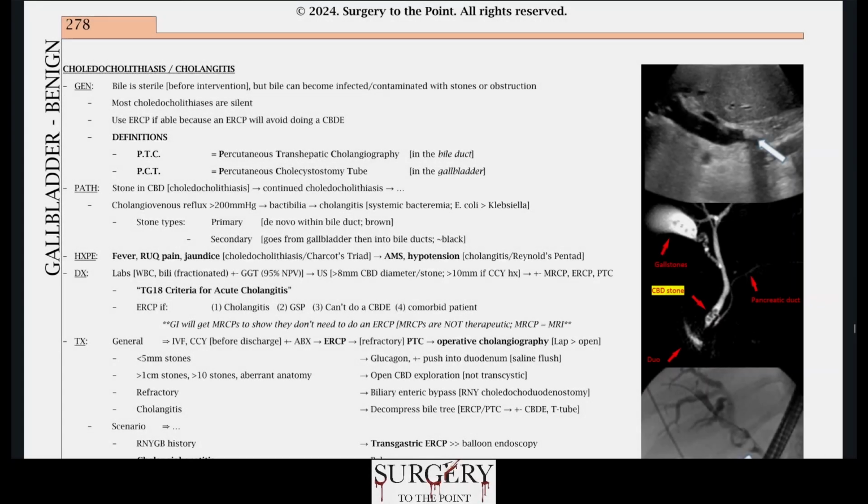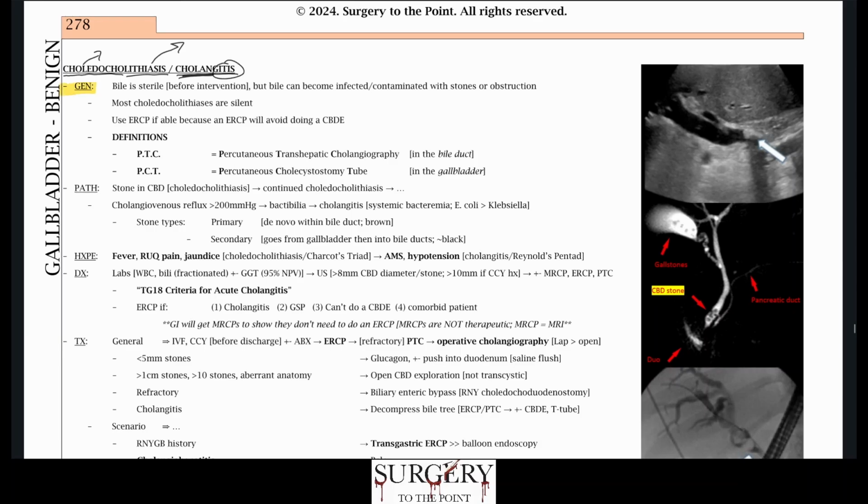Alright, up next, choledocholithiasis. Breaking this word down, just like the last chapter, lithiasis means stones, but instead of cholelithiasis, it's choledocho, meaning this is in the bile duct, not the gallbladder or the cystic duct, the common bile duct. We'll also go over cholangitis: cholange, which is bile duct, and itis, inflammation.